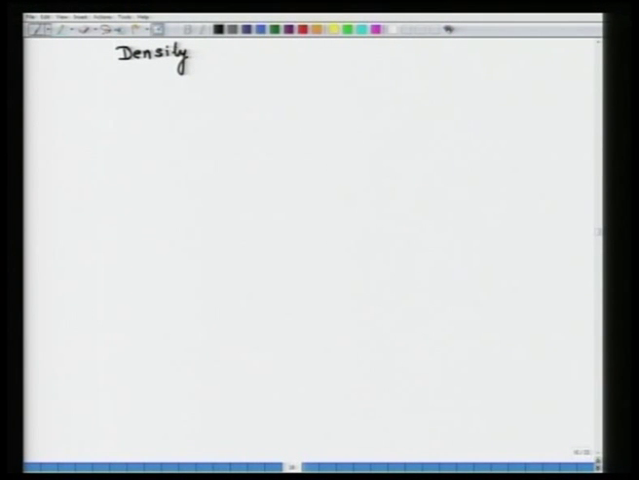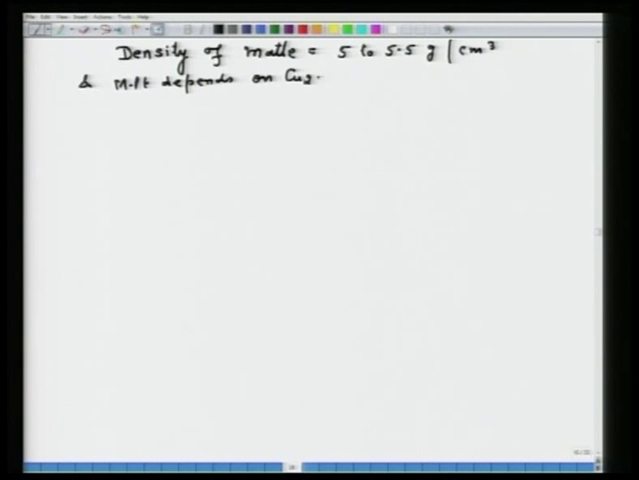Now, another important feature, the density of matte, that is equal to 5 to 5.5 gram per centimeter cube, and the melting point depends on the proportions of Cu2S plus FeS, but normally for industrial grade matte, the melting point is between 1150 to 1200 degrees Celsius. So, you can imagine this matte smelting is usually carried out anywhere between 1200 to 1250 or 1300 degrees Celsius, not higher than this temperature. This is what a matte is.